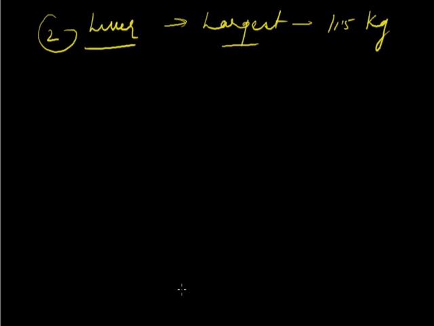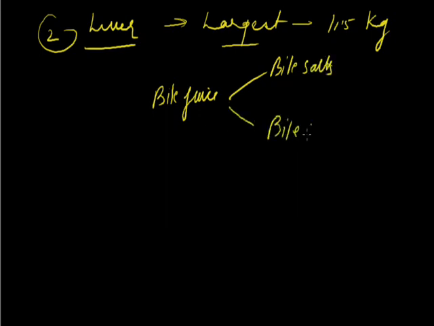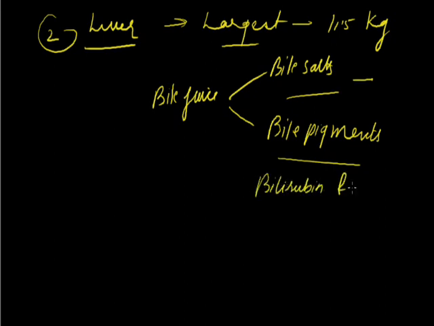The bile juice consists of two things, bile salts and bile pigments. Bile salts are meant for the emulsification of fats, while bile pigments, bilirubin and biliverdin, are of no use. They just impart color to the fecal matter. So this was about the liver.